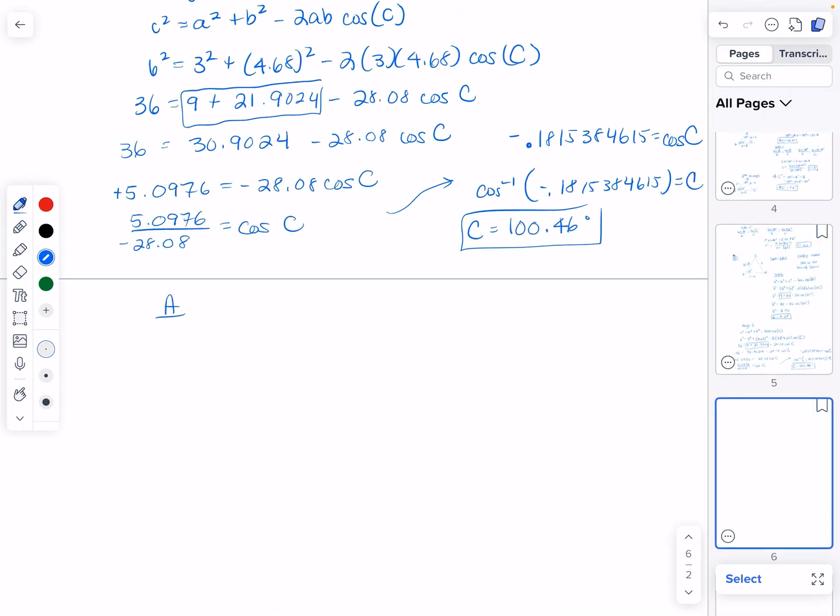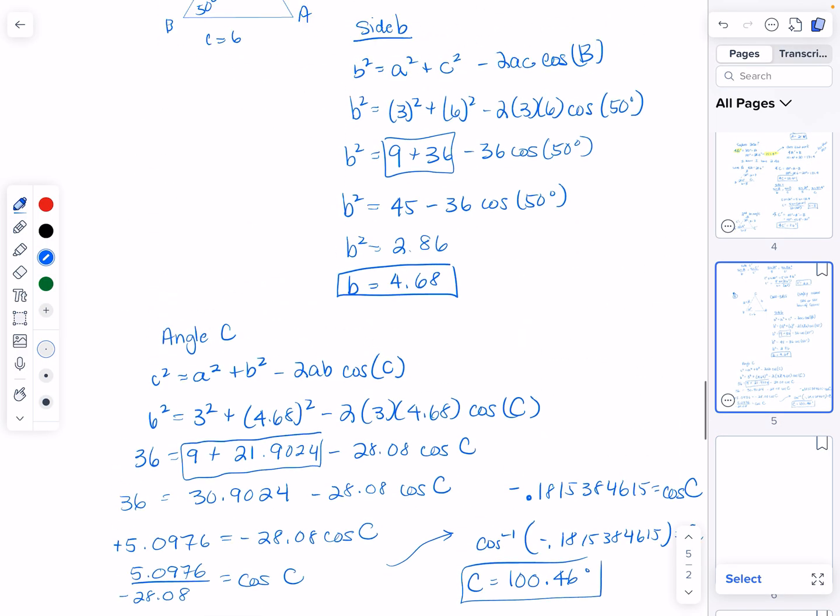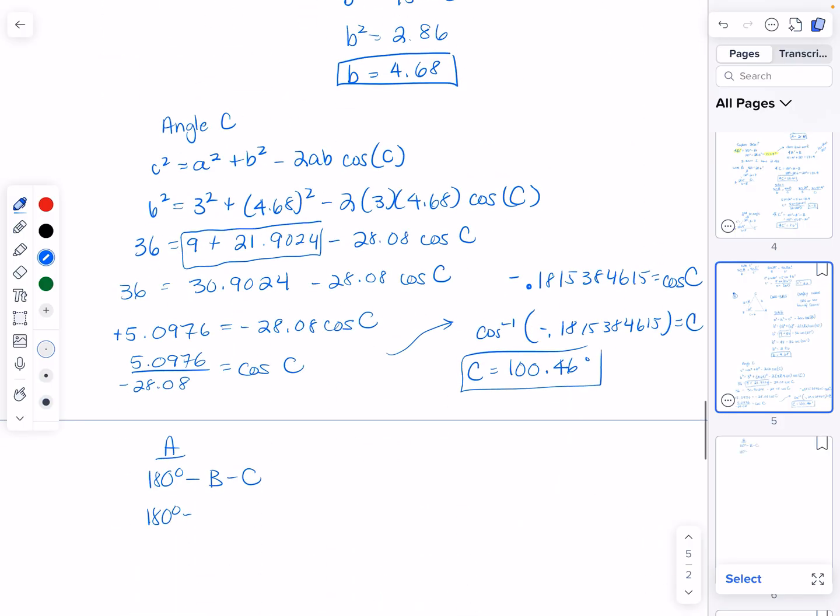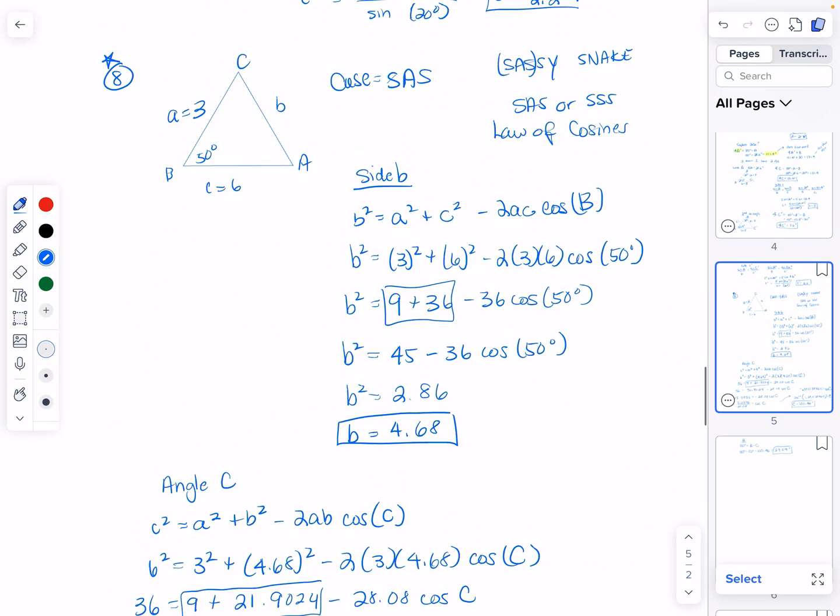Angle A I can find by taking 180 minus angle B minus angle C. Angle B, if we look back up there, was 50 degrees, minus angle C, which I just found to be 100.46, will give me angle A. So 180 minus 50 minus 100.46, and when I do that, I get 29.54 degrees.